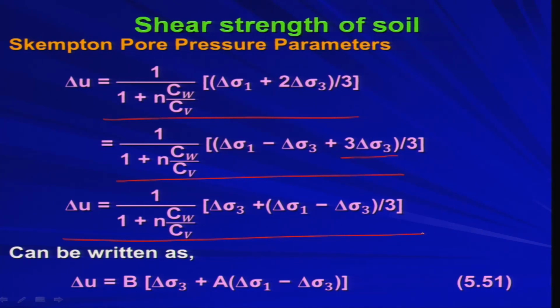Now, if you look at this expression here, this is the part and this is the whole part, okay. This expression can be written in this fashion, that is delta u is equal to B into delta sigma 3 plus A into delta sigma 1 minus delta sigma 3. We are expressing this equation by the expression given in equation 5.51.